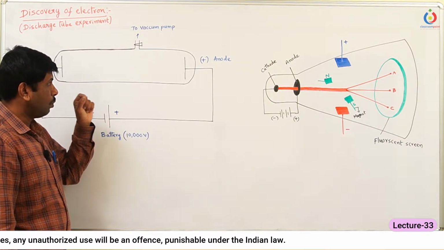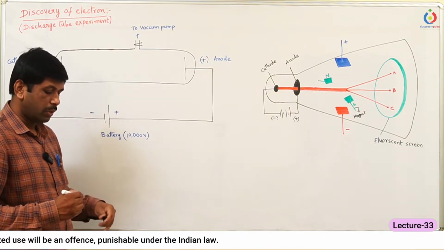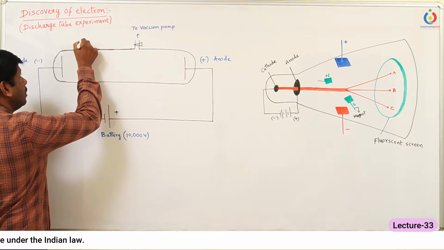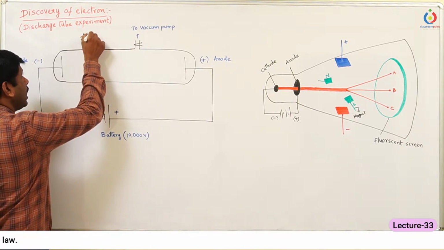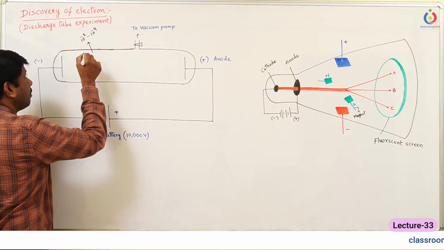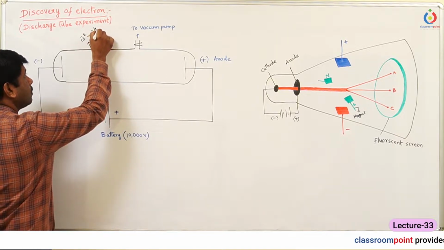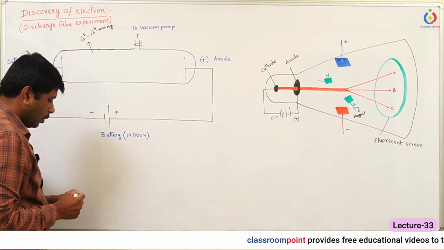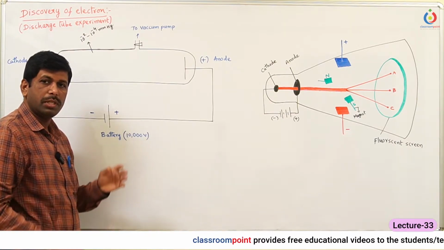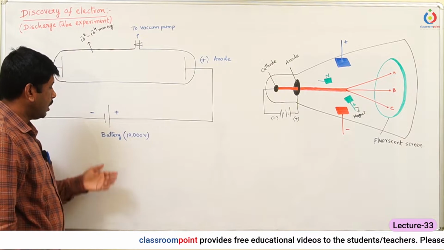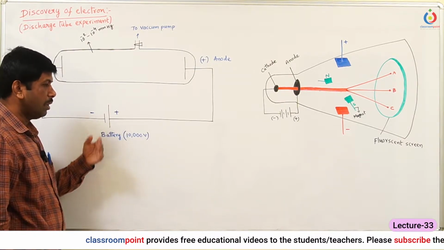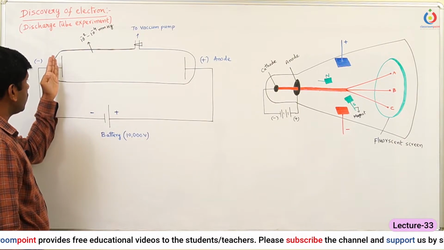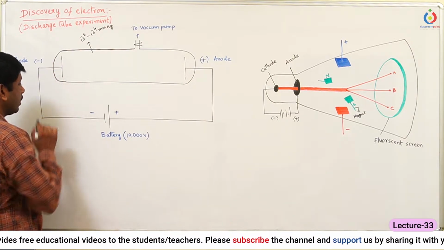Then, to observe the generation of the cathode rays, the gas pressure has to be reduced to as low as 10 power minus 2 to 10 power minus 4 millimeters of mercury. So when the gas pressure is reduced to this low pressure, and high voltage is applied, we can observe a stream of particles generated at the cathode.